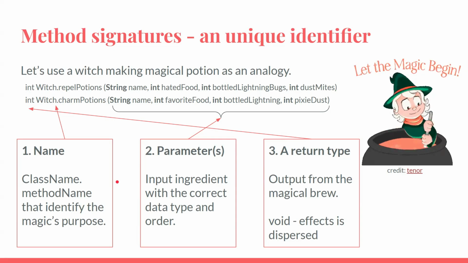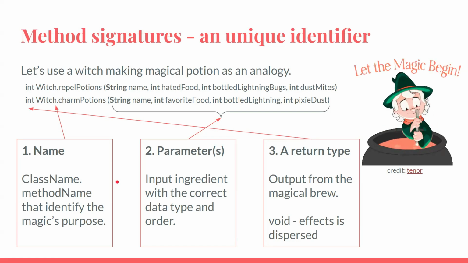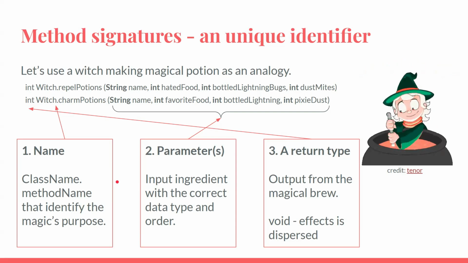You don't need to concern yourself about how the magic happens. The thing that you need to get right is the name of the magic and the correct ingredients in the correct order. If you don't have the right ingredients, things might even blow up, also known as runtime exceptions. In our silly example, she doesn't care if you accidentally give her dust mites instead of pixel dust for charm potions. She only checks the number of items provided.